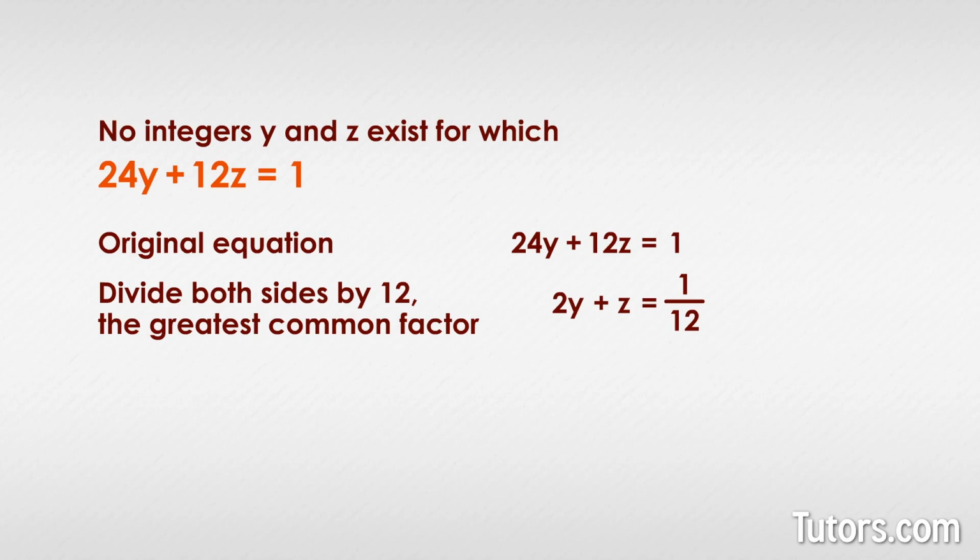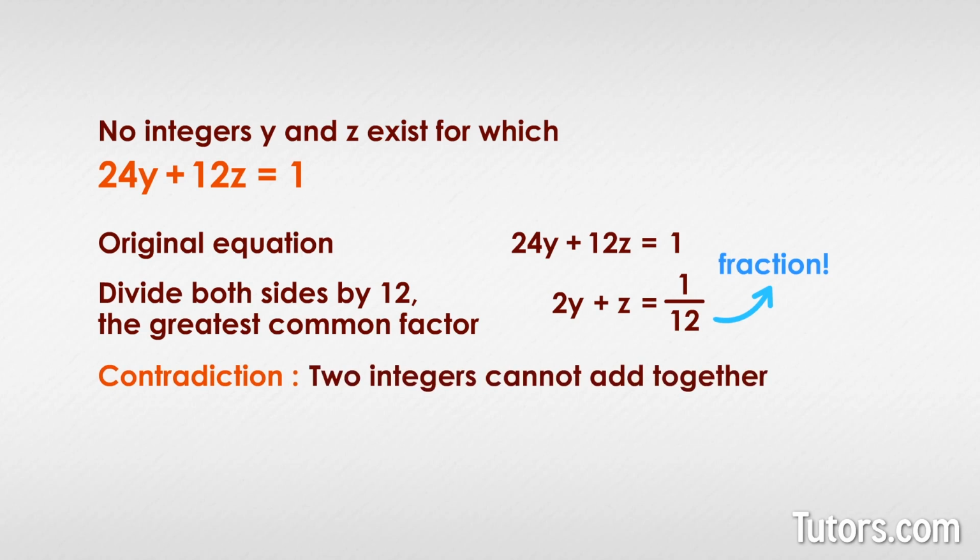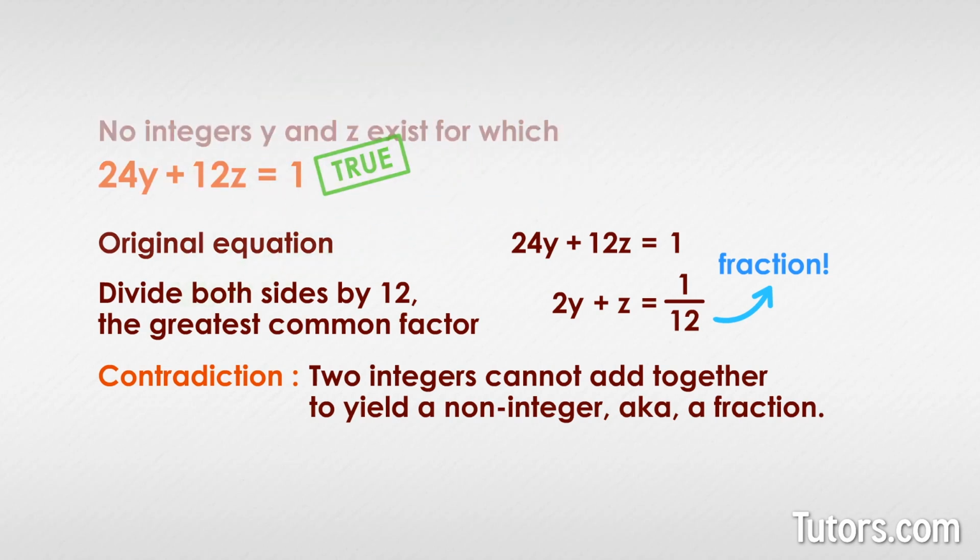Immediately we are struck by dividing both sides by the greatest common factor of the two integers. The sum of the integers is a fraction. That is a contradiction. Two integers cannot add together to yield a non-integer, aka a fraction. This contradiction means the statement cannot be proven false. It must therefore be true.